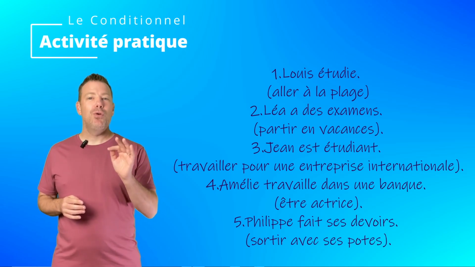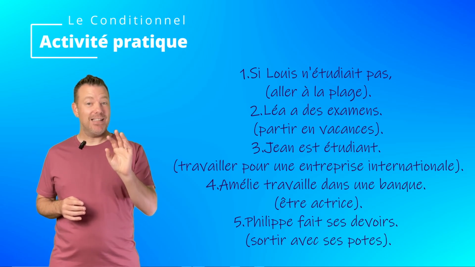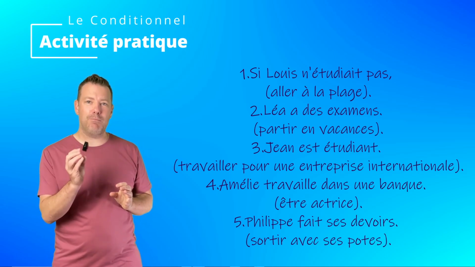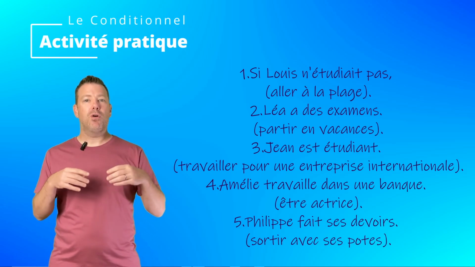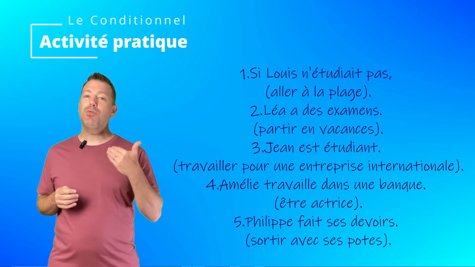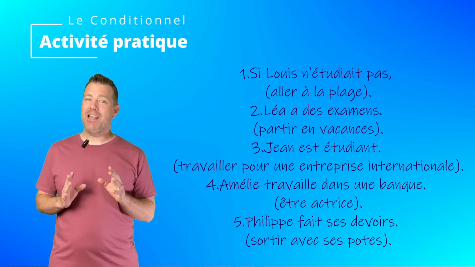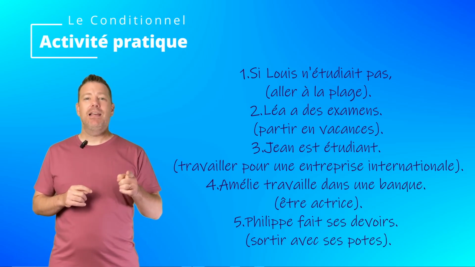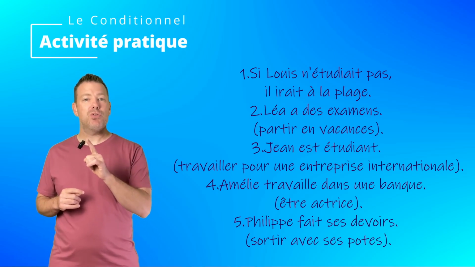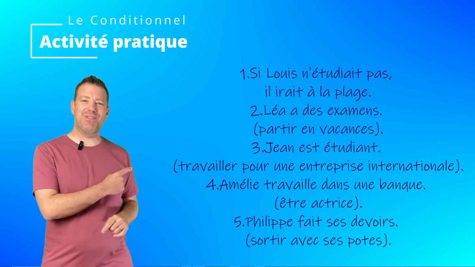Si Louis n'étudiait pas, okay, that's very good. So you need to use si and then the imperfect. And the verb, you will also negate it, okay? Si Louis n'étudiait pas, what about the second bit? Conditional of aller, il irait à la plage. He would go to the beach. Il irait à la plage. Okay, let's do the rest now.